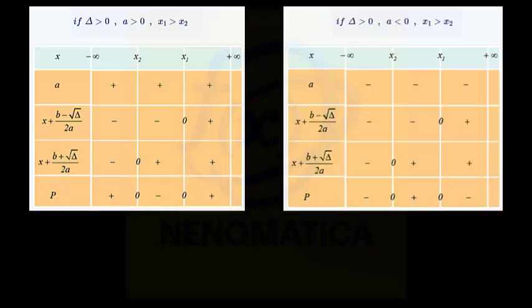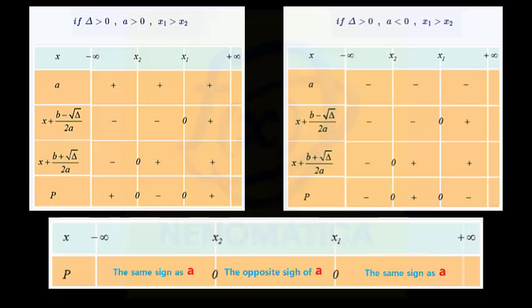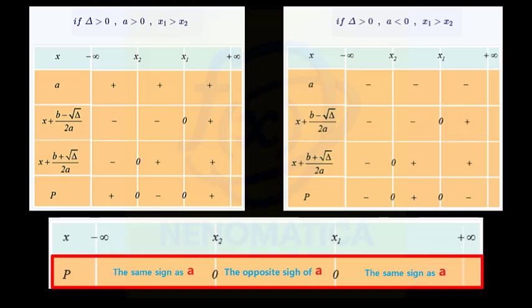Step 4. We analyze the sign of the quadratic expression by looking at intervals on a number line. First, when a is positive, the expression is positive outside the roots and negative between them. Next, when a is negative, the signs reverse, negative outside and positive between the roots. Step 5. The general rule is simple. Outside the roots, the sign of p matches the sign of a. Between the roots, the sign is opposite to a.